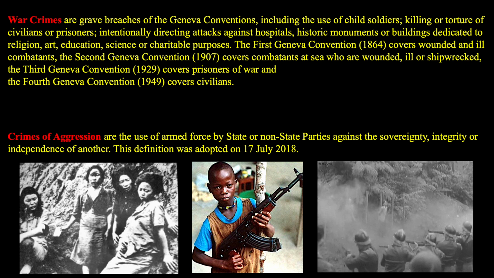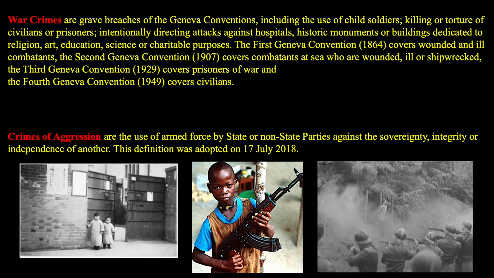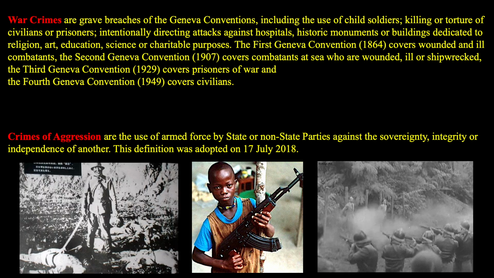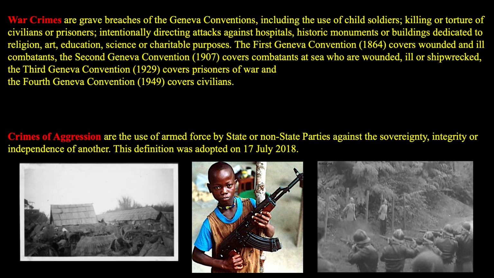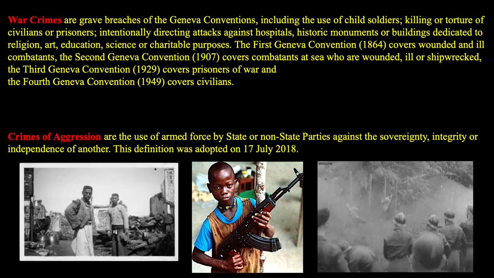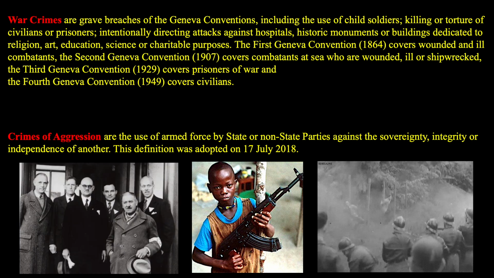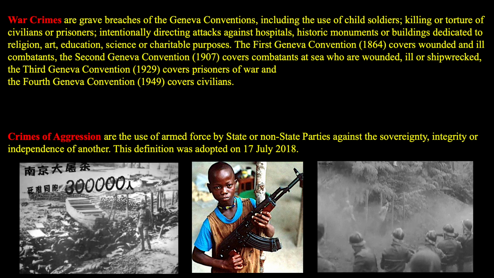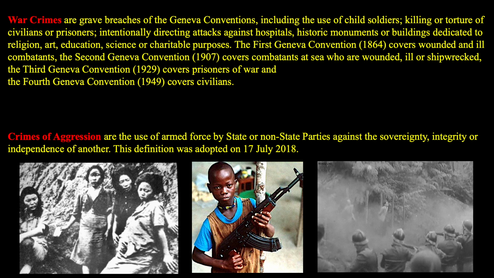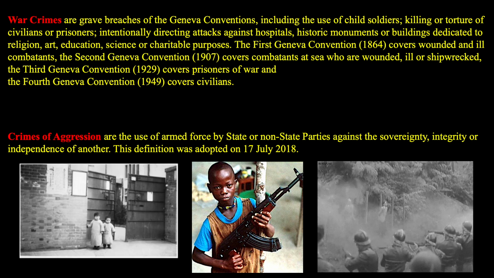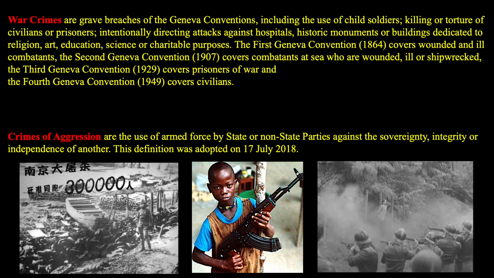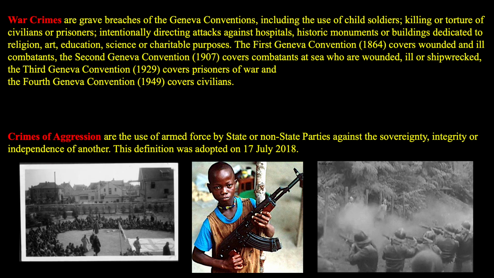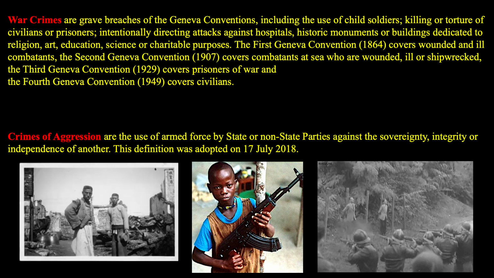War crimes are grave breaches of the four Geneva Conventions. Signed in 1864, the First Geneva Convention covers wounded and ill combatants. The Second Geneva Convention, signed in 1907, covers combatants at sea who are wounded, ill, or shipwrecked. The Third Geneva Convention, signed in 1929, covers prisoners of war. It provides the famous statement that prisoners are only required to turn over their name, rank, and serial number.